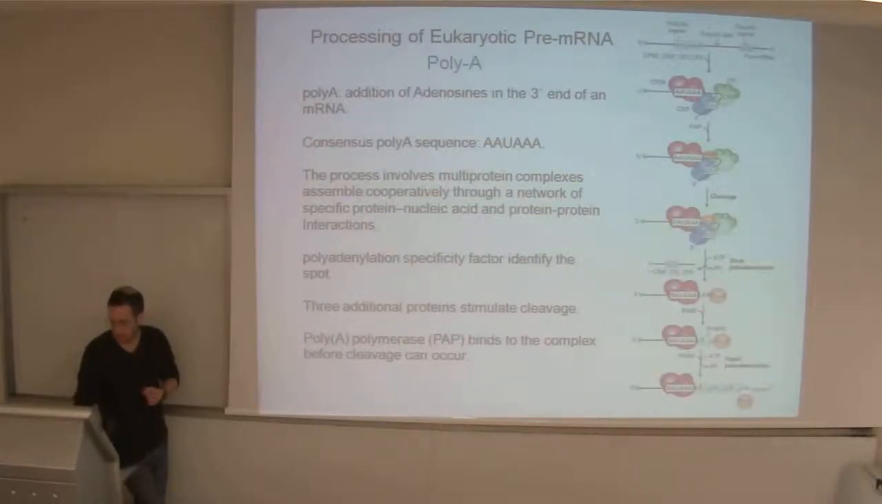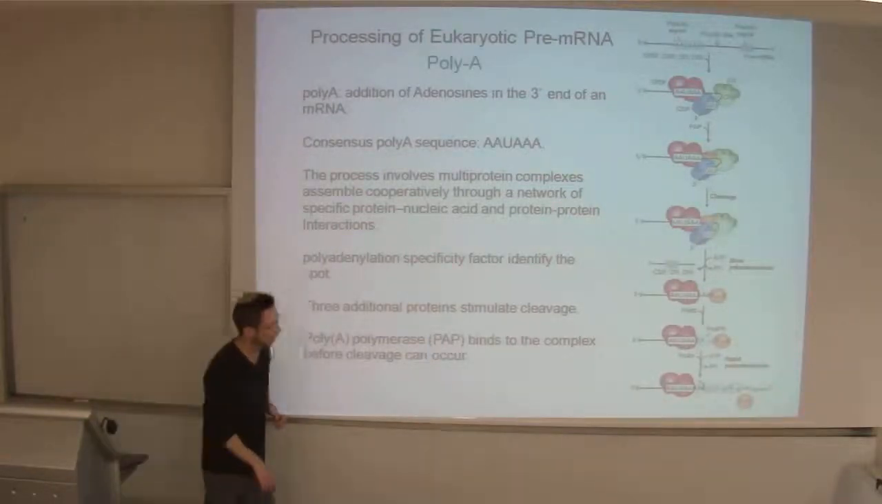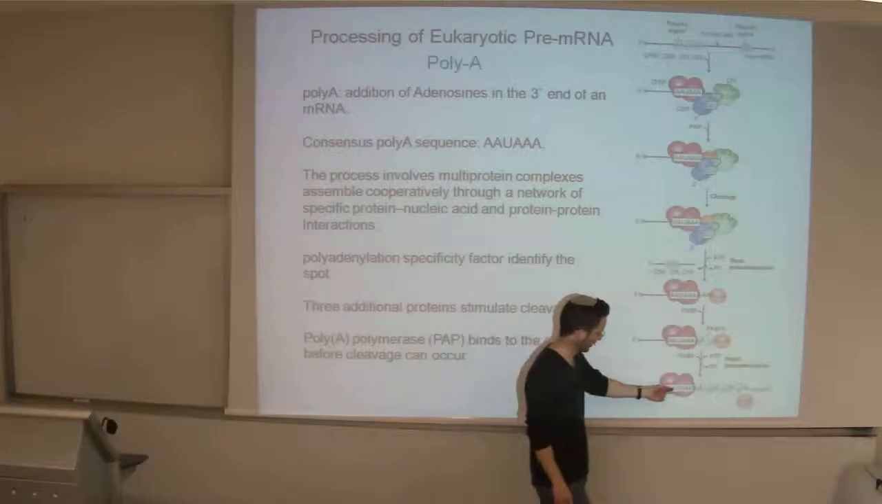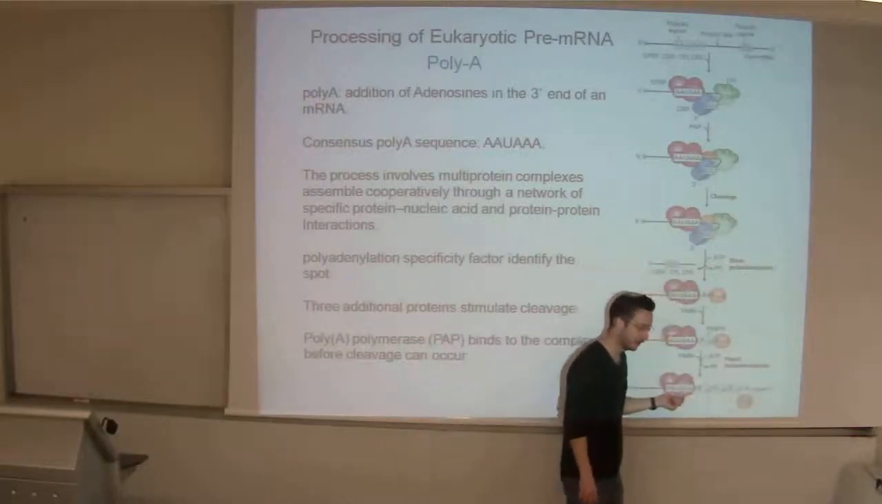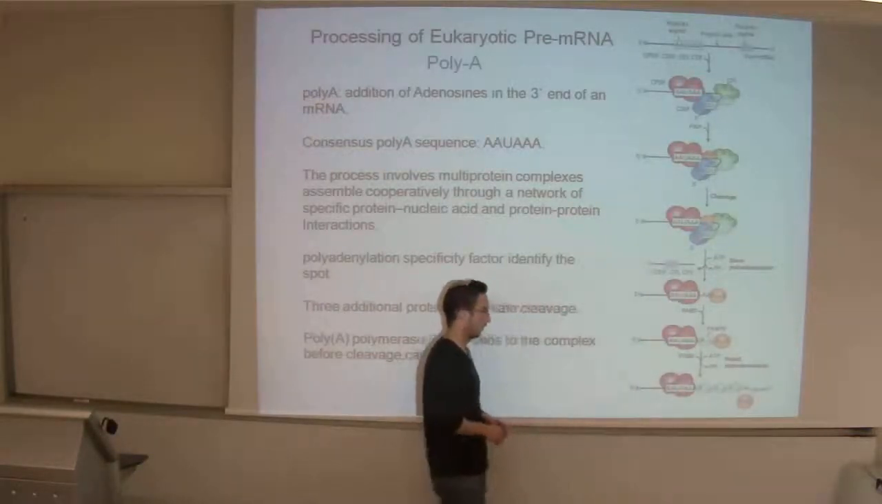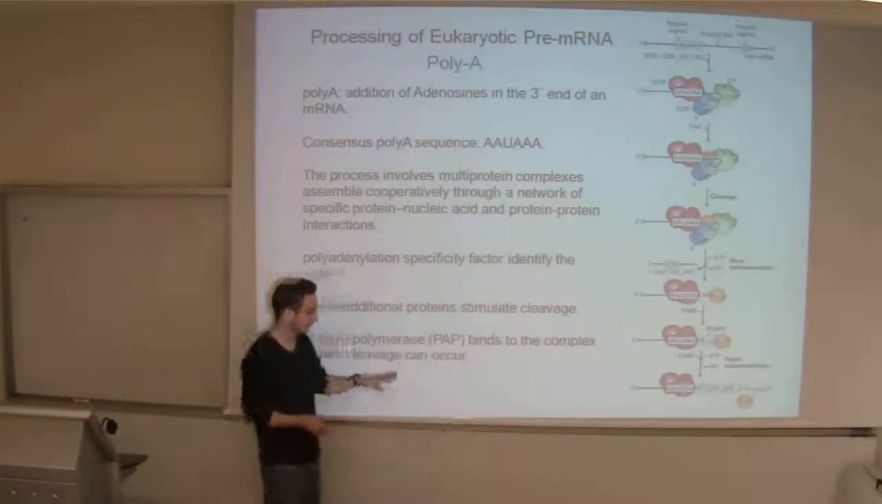First, right downstream of the consensus sequence, the mRNA is clipped. A fraction of it is taken off. And again, right downstream of the consensus sequence, the protein called poly-A polymerase, PAP, joins the complex and directly facilitates the addition of adenosine. So the elongation, or the synthesis, of the poly-A tail is performed by PAP.